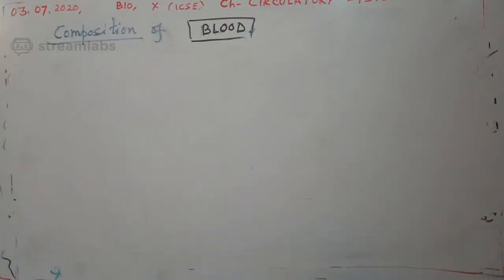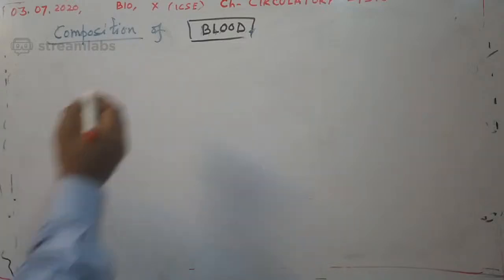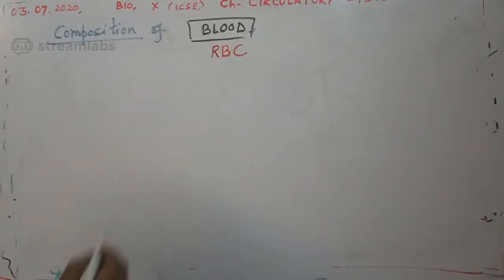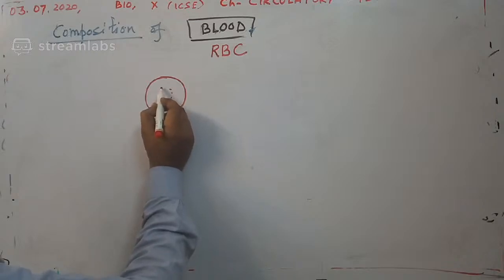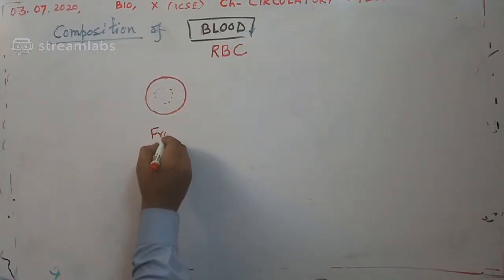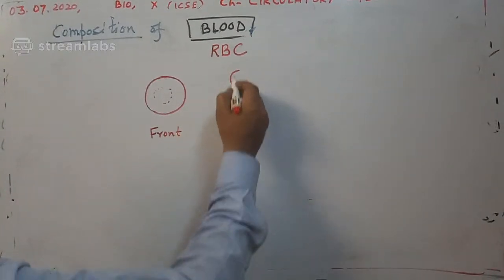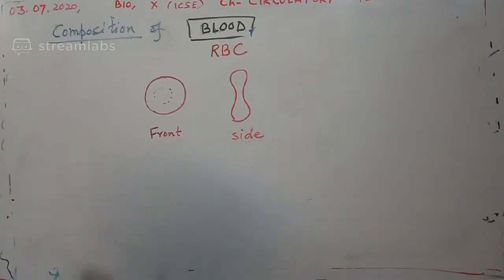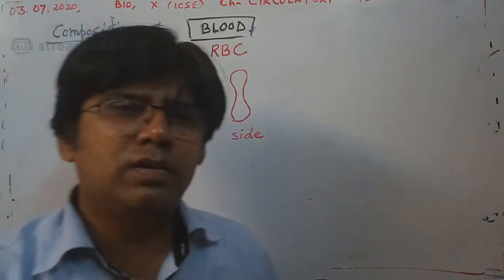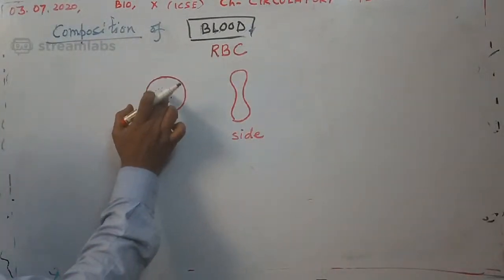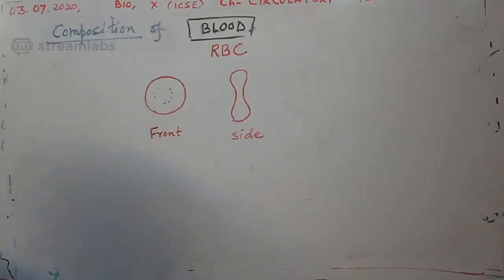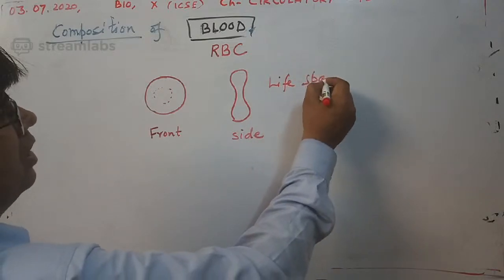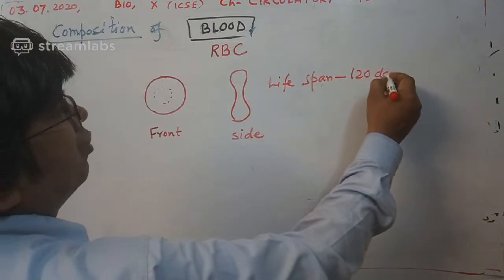If you talk about this RBC, I am telling something about the RBC. From the front look, it would look like this, and this is the side view of RBC. The side view is like a peda, which is a little depressed in the center, and from the side it looks like this. So in RBC, my point is to understand lifespan. You should know about the lifespan of RBC. That question would be asked in examination. Just keep in mind 120 days.